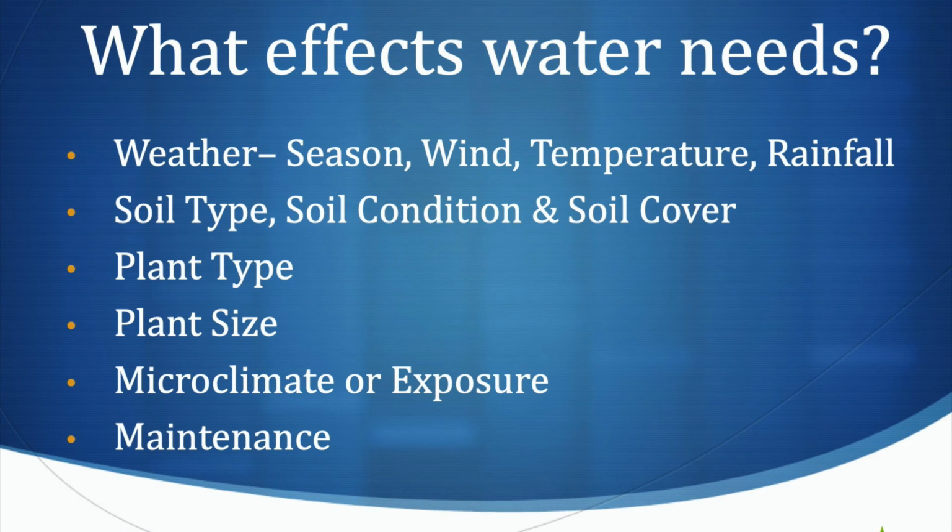So what are the specific things that affect the plant water needs? Well, it's very important to understand these aspects before we get into putting any information into your controller. So some of the main things, of course, weather, we're familiar with that. That's the season, the time of year, if there's any wind, the actual temperature, which we know a lot about here in the desert, and rainfall.